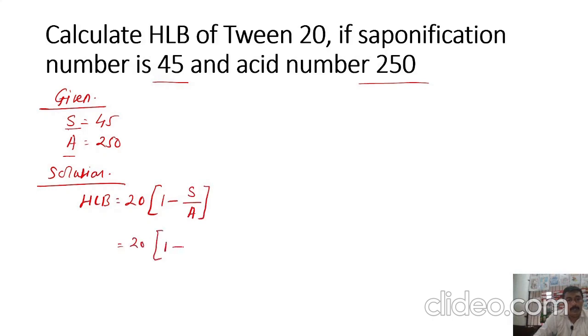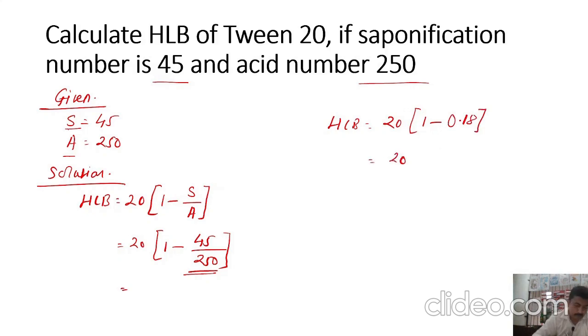So 20 × (1 − 45/250), where saponification number is 45 and acid number is 250. Now solve this ratio, 45 divided by 250. Later on subtract it from 1 and later on multiply with 20. You will get the correct HLB value of the surfactant. So 45 divided by 250 is equal to 0.18. So HLB is equal to 20 × (1 − 0.18). Later on solve the bracket. So 1 minus 0.18, you will get 0.82. Later on multiply with 20, 16.4. Again this is the correct HLB value of the surfactant.